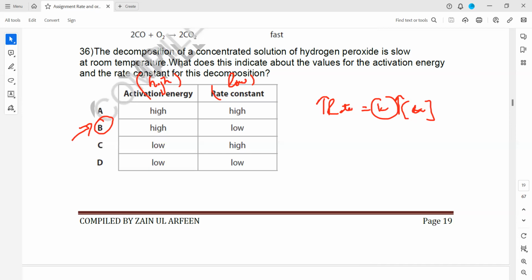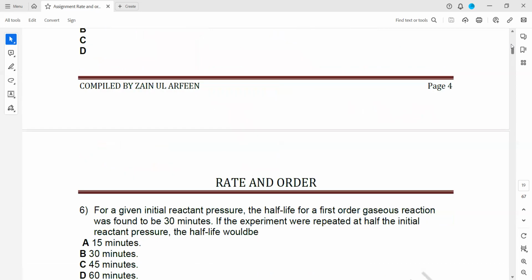Is it clear? These are the MCQs related to rate of reaction. About 36 MCQs are there.